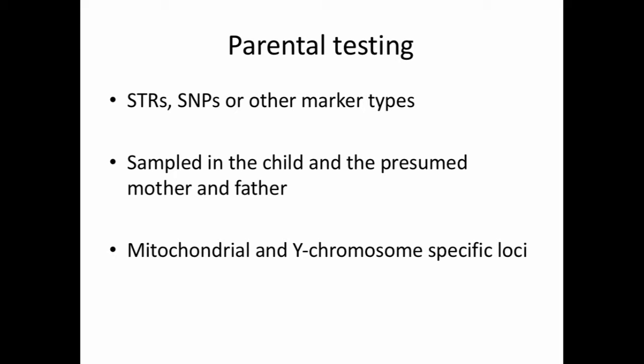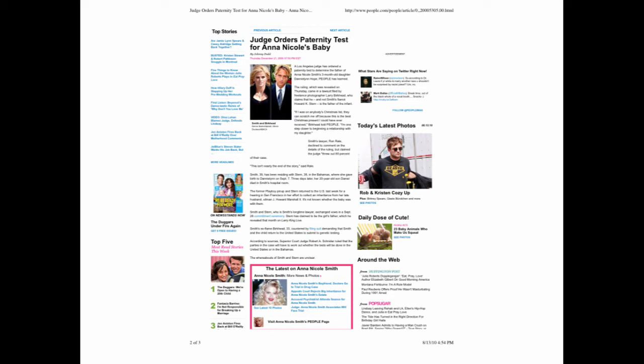One is in parental testing, where we can use short tandem repeats, also called microsatellites, or single nucleotide polymorphisms, SNPs, or other marker types to figure out whether a child is from a presumed mother or, more often, a presumed father. This can also be done with mitochondrial or Y chromosome-specific loci. There have been recent cases, this one is getting a little bit older, about Anna Nicole Smith and the father of her baby.